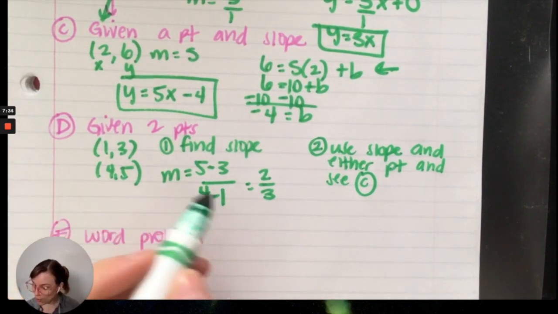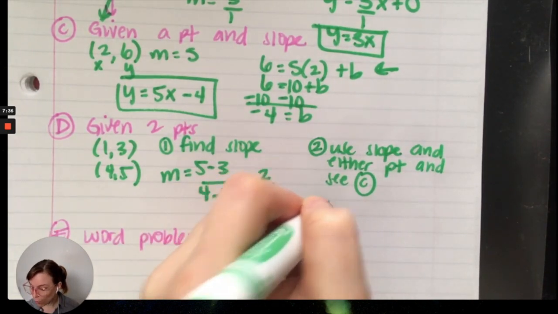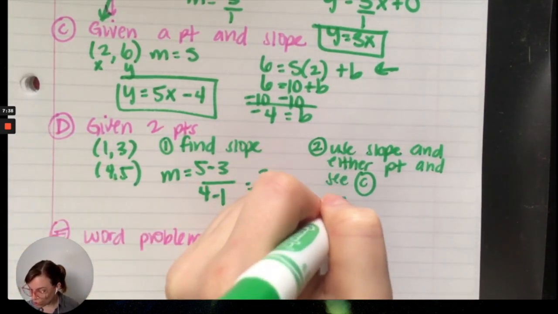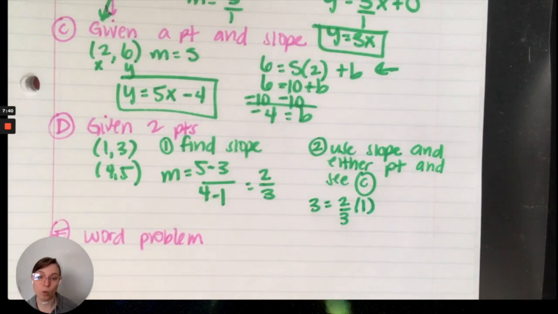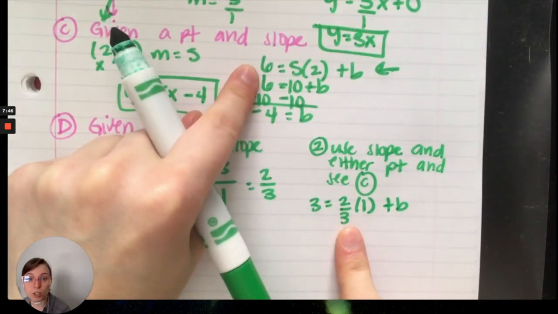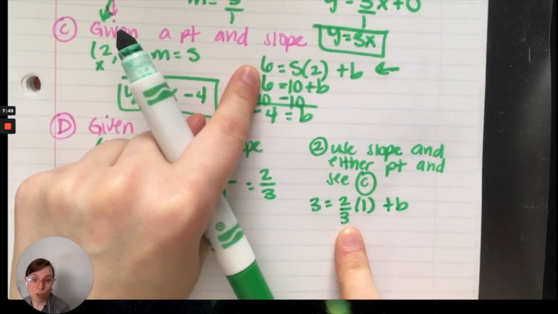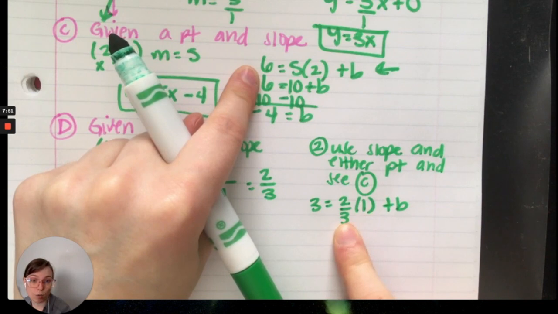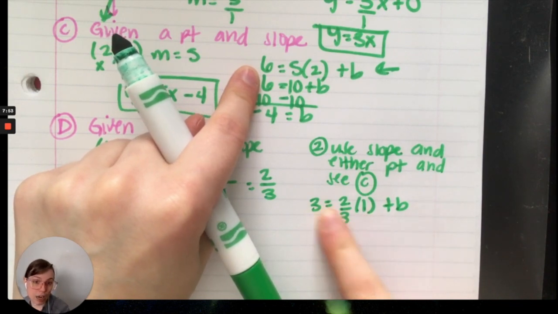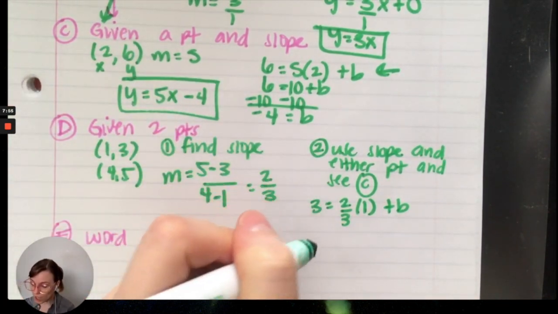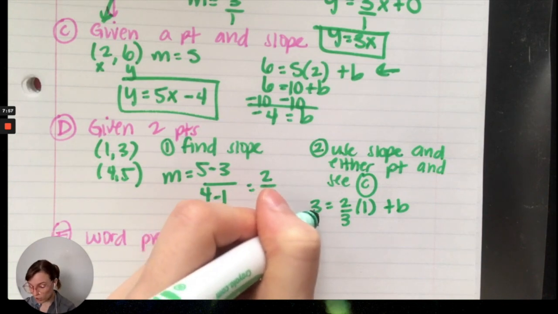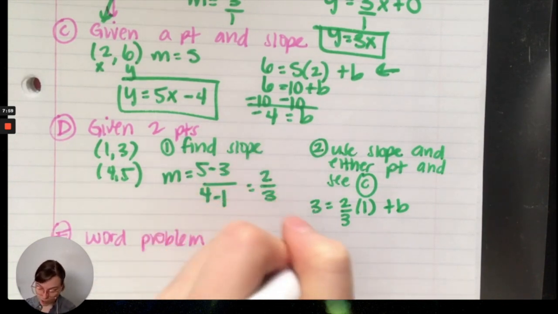Why not? So I'm going to substitute in 3 for the y. My slope is 2/3, multiplying by 1 for my input, which is my x, and I don't know the y-intercept. That looks pretty similar, so I know I'm good. And now I need to solve it. 2/3 multiplied by 1 is just 2/3. Subtracting 2/3 on both sides. This is actually 9/3, so that would be 7/3. So we can leave it improper.